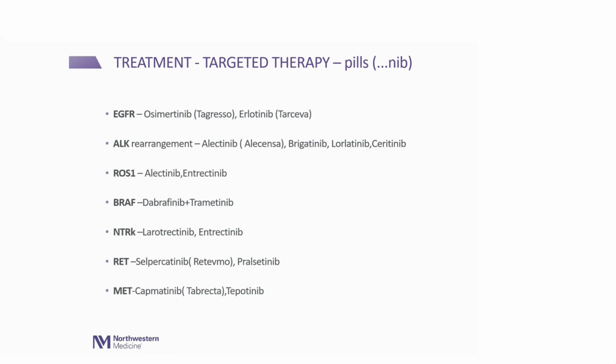Again, these slides will appear later on. These are different names. These all end with the letters NIB. That's how you can recognize that it's a pill and it's a targeted therapy. Osimertinib, erlotinib, alectinib. These are all different names here. I think the slides will be put up on YouTube afterwards in case you want to refer back to them.